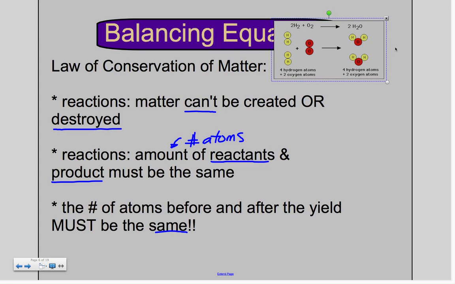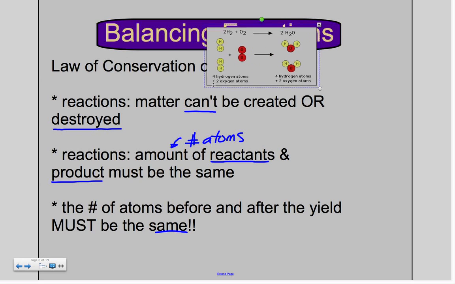So the conservation of matter: reactions cannot create or destroy matter. This means I have the same number or amount of atoms in the reactants and the products, and that my number of atoms before and after the yield must be the same.